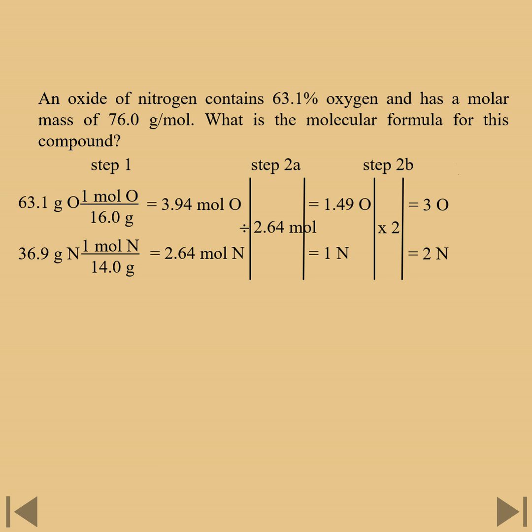So the empirical formula is N2O3. And don't worry if you want to say O3N2. When we add up the mass contribution of the nitrogen and oxygen, we get 26.0 grams per mole, which is the actual molar mass. So the empirical formula is the actual formula.